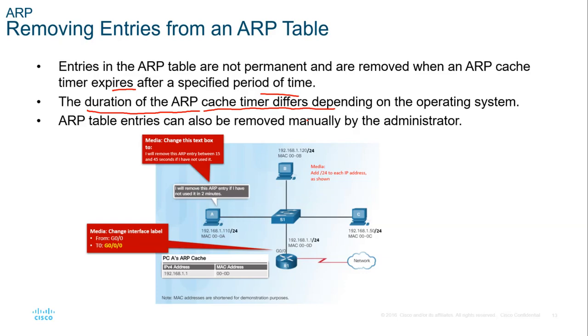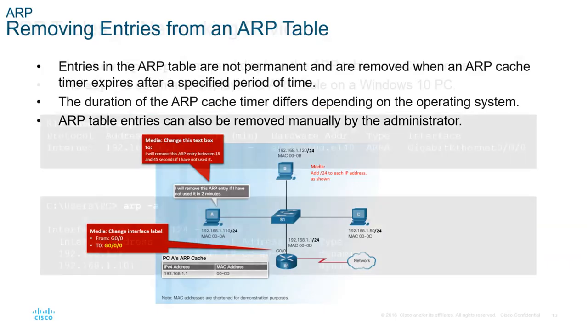ARP table entries can also be removed manually. You go and clear them. Like manually, if I restart the computer, then whatever is saved in the RAM is going to be released. In other words, the RAM is always released, and then it is assigned afresh once it boots up.